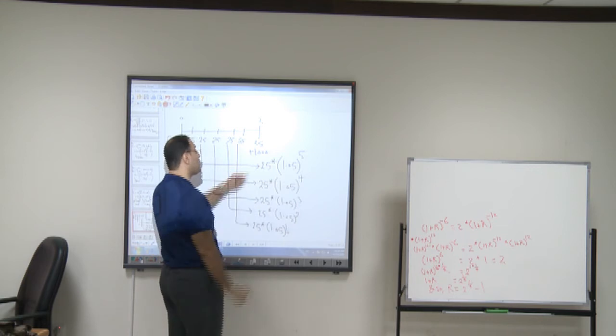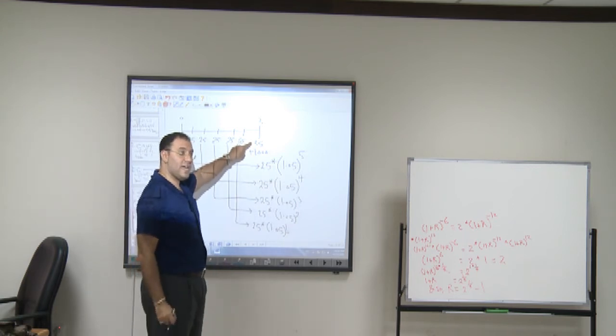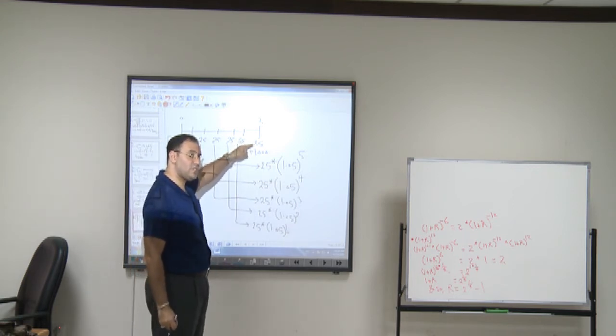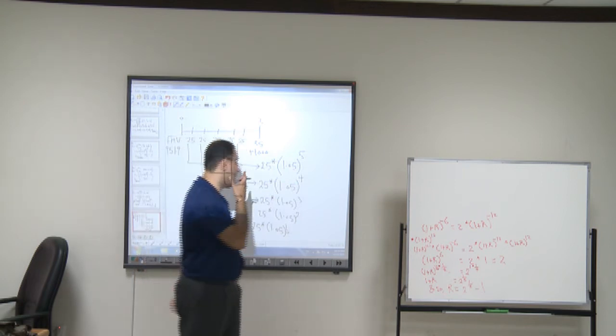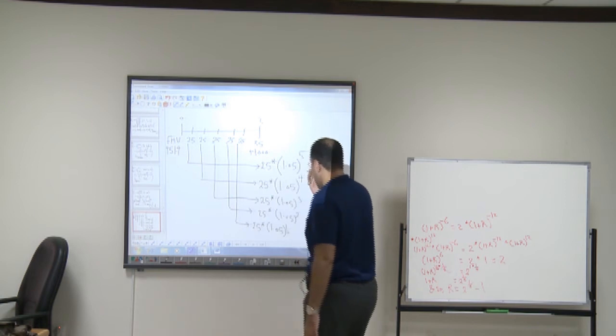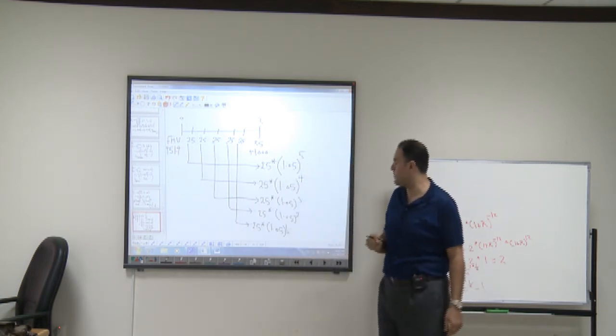What about that final coupon? You're going to have it to the power of 0, which is 25. So it is going to be untouched.